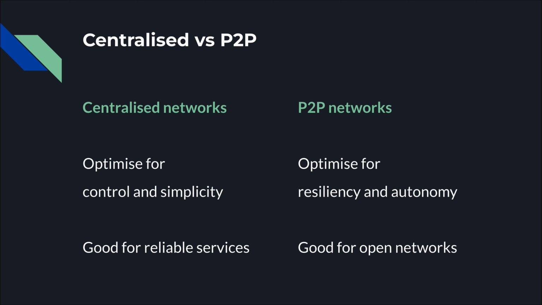In a nutshell, centralized networks optimize for control and simplicity, whereas P2P networks optimize for resiliency and autonomy. This makes centralized networks much more suited for reliable services, and P2P networks are by design good for building open networks. Like think of the internet or maybe any kind of blockchain, Bitcoin, Ethereum, something like that.